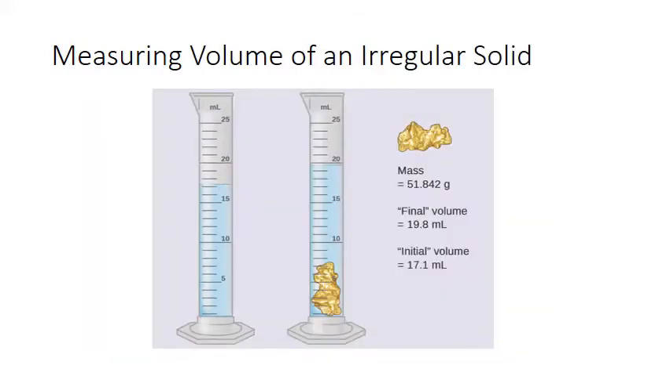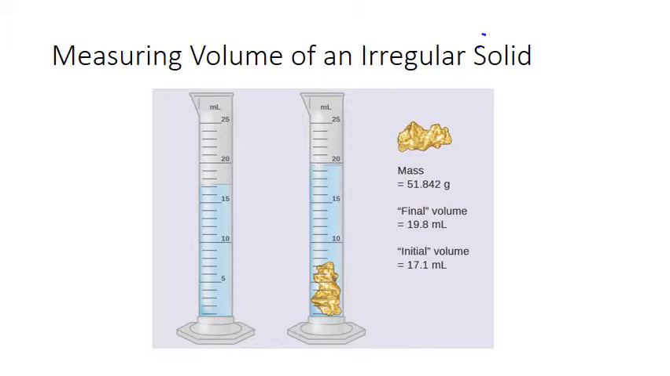We can also use volumetric glassware to determine the volume of an irregular solid that doesn't have consistent dimensions we can measure, like the nugget of gold in this example. Since gold will not dissolve in water, we can drop it into a graduated cylinder of water and see how much the level rises. The difference between the initial volume of water in the cylinder and the final volume after we've added the gold is equal to the volume of the gold itself. This is known as volume measurement by water displacement.